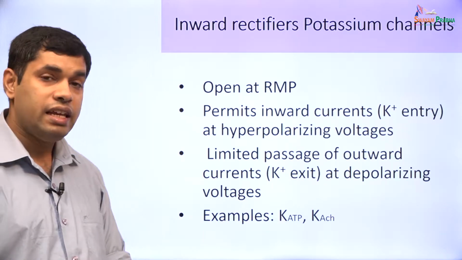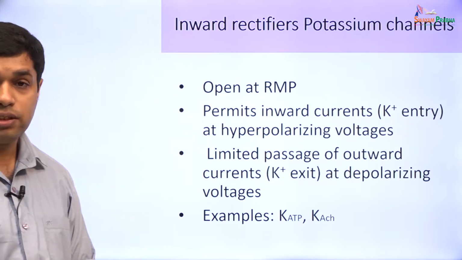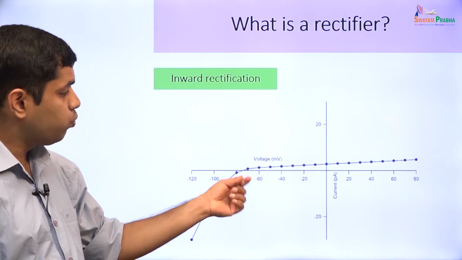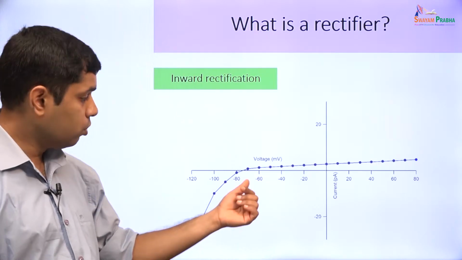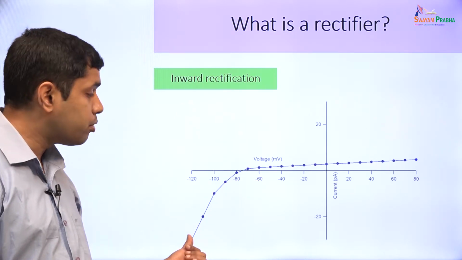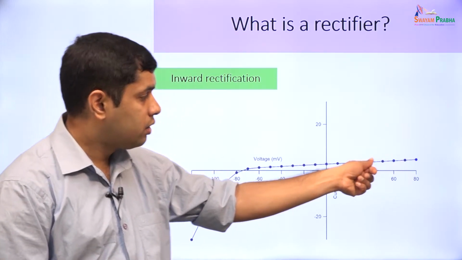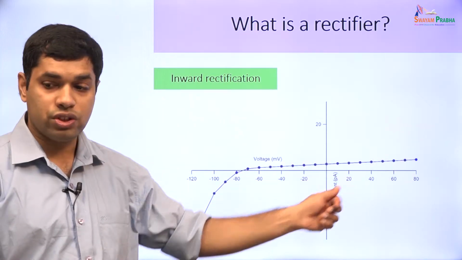Examples, as we said, are the K-ATP channels and the K-ACH channels, and the current voltage profile of such a channel would be something similar to what I've shown you before, where you have an inward current at hyperpolarizing voltages and they may be able to pass a small outward current at depolarizing voltages.